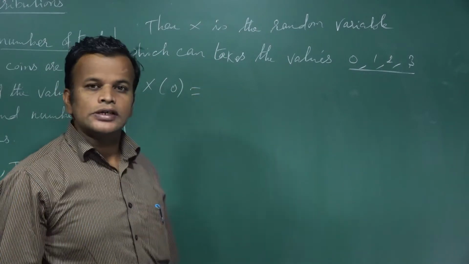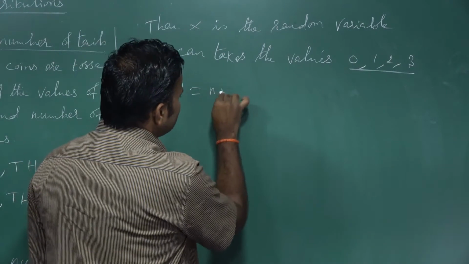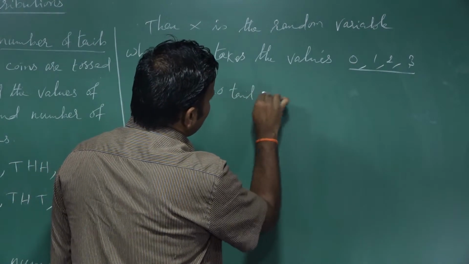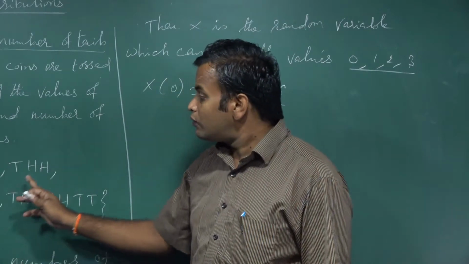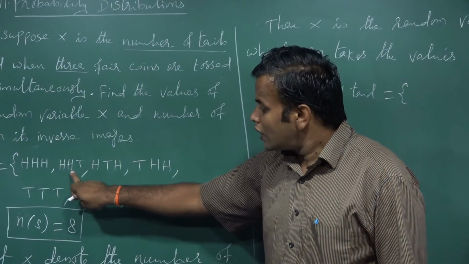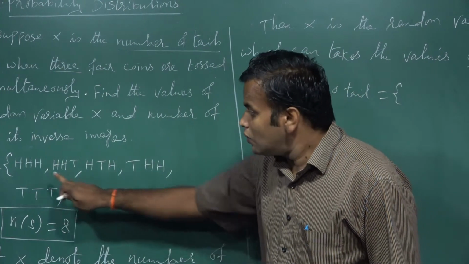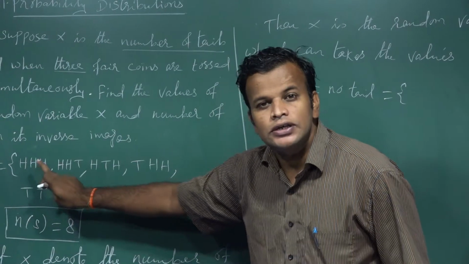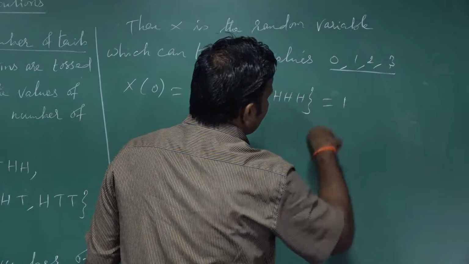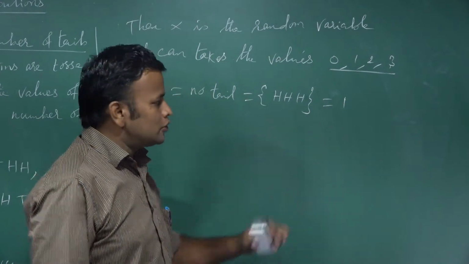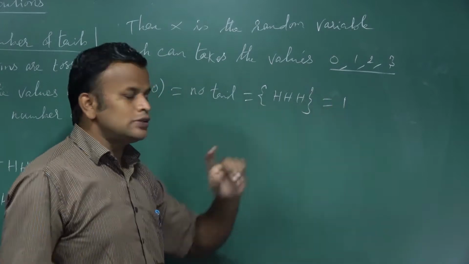X of 0. X of 0 means the random variable has the value 0. That means no tail. So with no tail, how many outcomes are possible? Now we see the sample space. In the sample space, the no tail event is, the others contain at least 1 tail. Without tail, only 1 event is possible. That event is HHH. So we write here HHH, which is considered only one value. So 3 coins are tossed one time. So HHH is one single event. So for HHH, the value is 1.